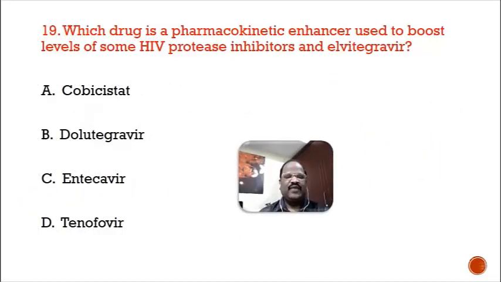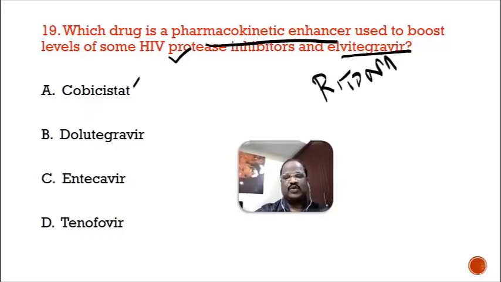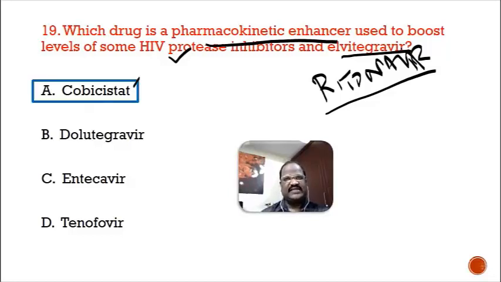Question number 19. Which drug is a pharmacokinetic enhancer used for boosting the level of HIV protease inhibitor as well as elvitegravir? Remember, you should know the two important boosters: one we have cobicistat, one more drug we have ritonavir. Now the question is, a drug useful for boosting both protease inhibitor and elvitegravir, always go for cobicistat.